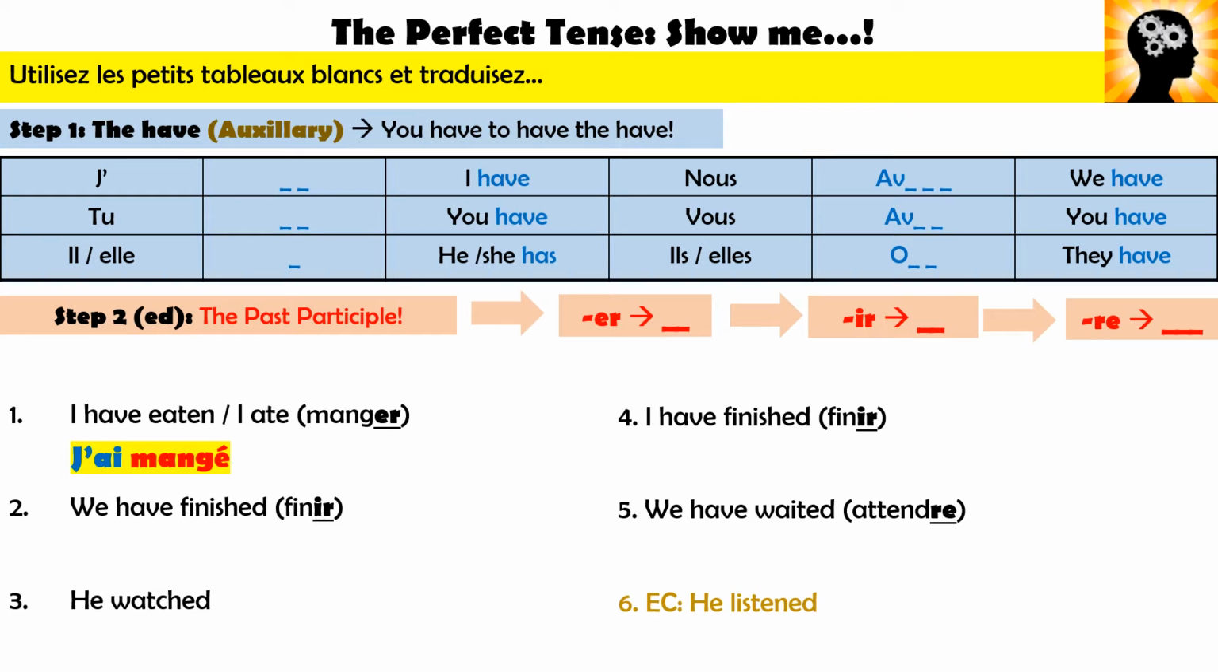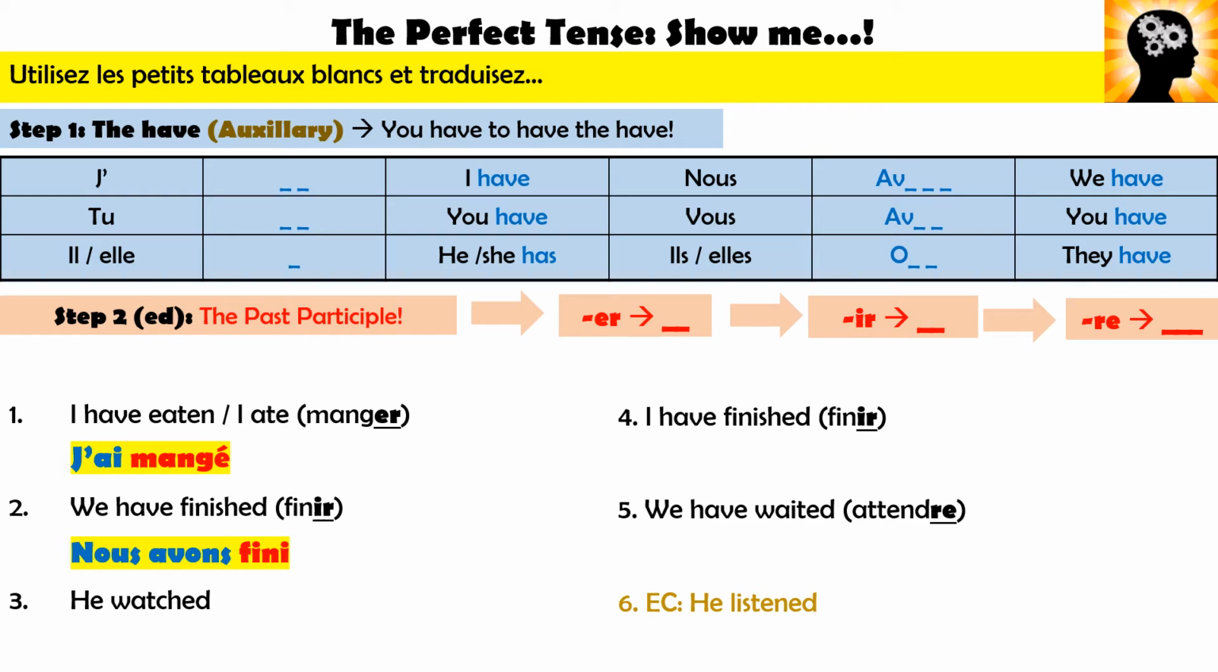Alors, pause me now. See if you can do 2, 3, 4, 5, and have a little look at 6. Be careful with accents on 6. Okay, you should have paused me and you should have answers for the rest of these. Let's have a little look then. We have finished. We have to have the have. So go into the blue at the top, nous avons, and then change the ir to an I, nous avons fini. Voilà. He watched. Regarder is our verb to watch.